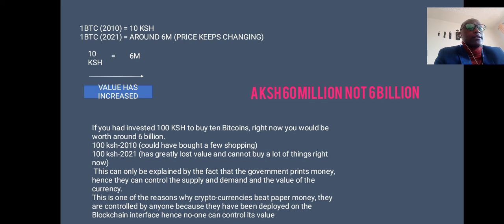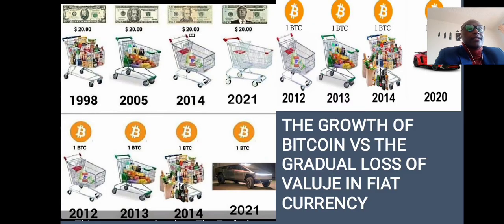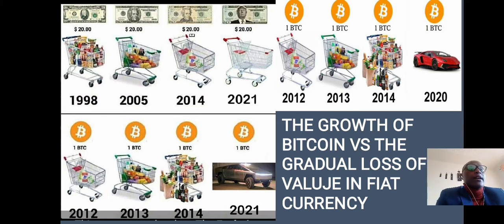So you can already see that the value of Bitcoin has been rising from 2012. On the top right frame, up to right now in 2020, you can check that the value of Bitcoin has been rising from 2012. You could buy less things, but right now you can purchase quite a bit of luxury. And on the top left, you can also check how the $20 bill has been losing value since 1998.